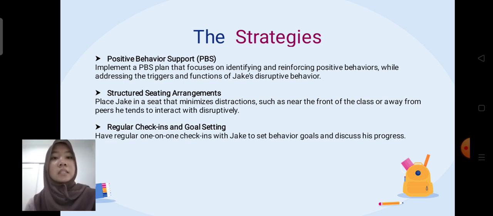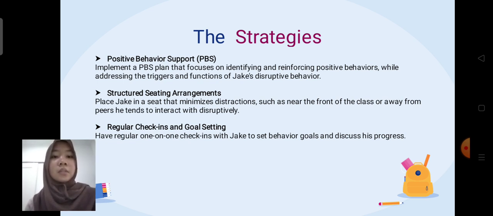Place Jack in a seat that minimizes distractions, such as near the front of the class or away from peers he tends to interact with disruptively. Structured seating arrangements can help Jack focus more on his work and lessen engaging in disruptive behavior.